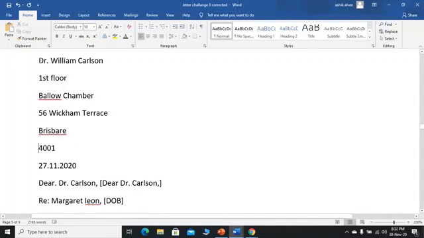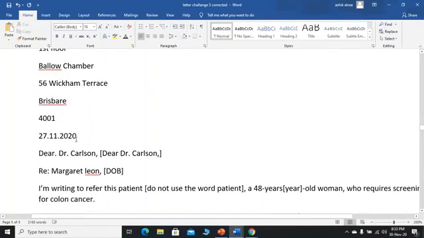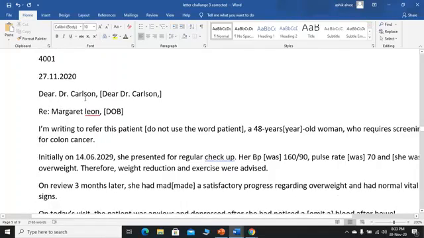Okay, this should be in one para. No gap in between this. No punctuation. I mean no comma or full stop in here. And for every comma in the case note in the address section, you make a new line here. Okay, the date, Dear Dr.